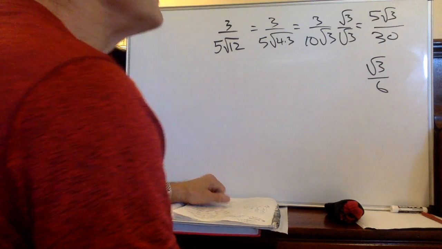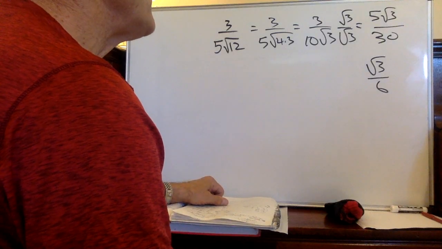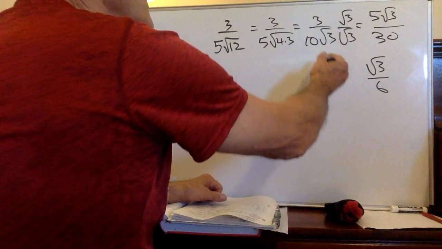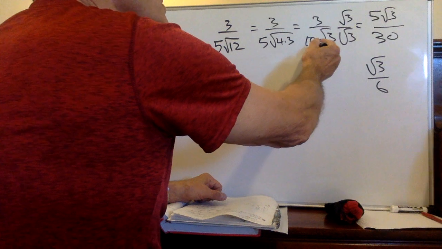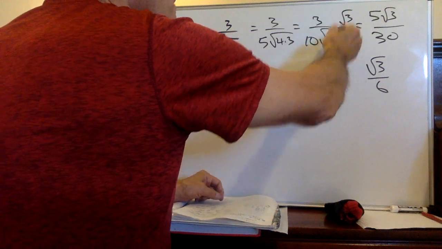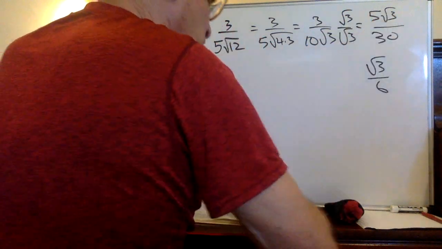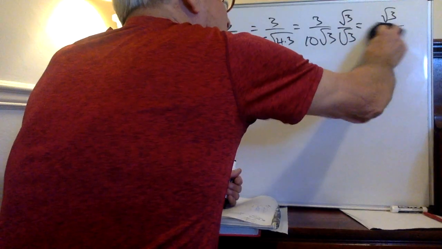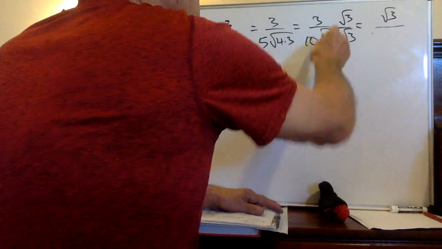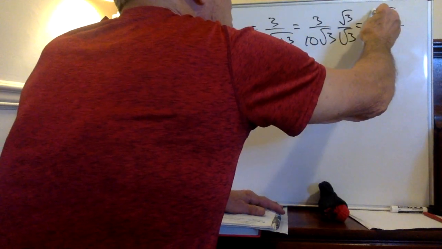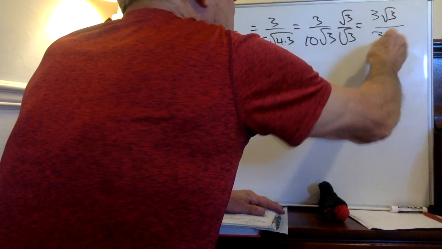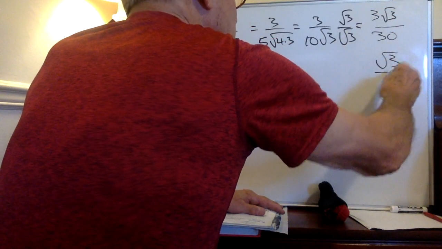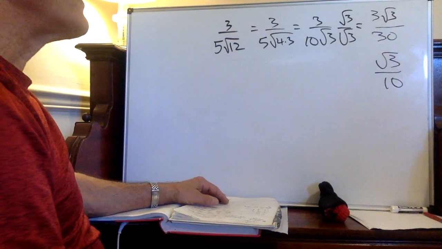Did I do that right? 4 times 3 is 12. 2 comes out. 2 times 5 is 10. Then I have to multiply by root 3 over root 3. I'm sorry, I changed the number again. I get 3 times root 3 over 30, which is root 3 over 10. That's one way to do it.